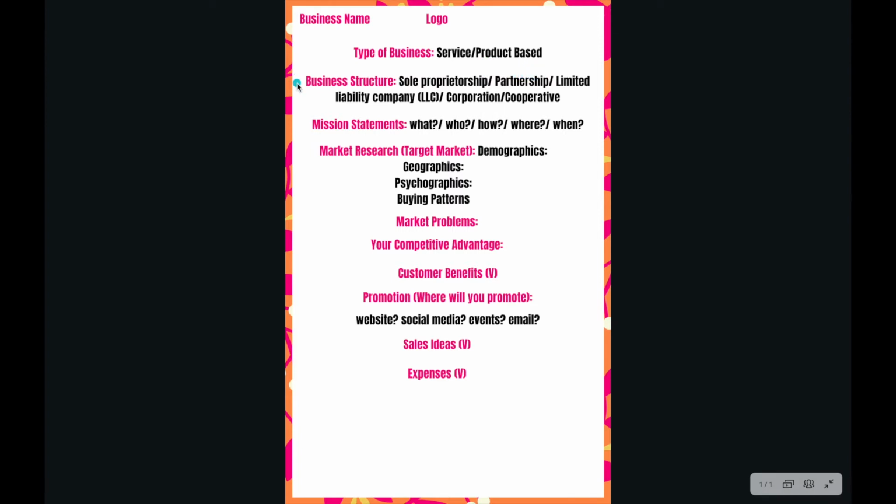A business structure. What is your business structure? Are you a partnership, limited liability, LLC? Are you a corporation? You want to include that in this section.